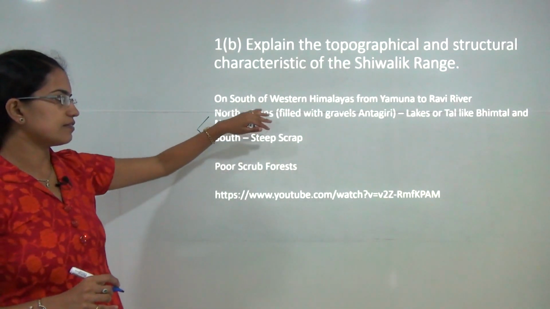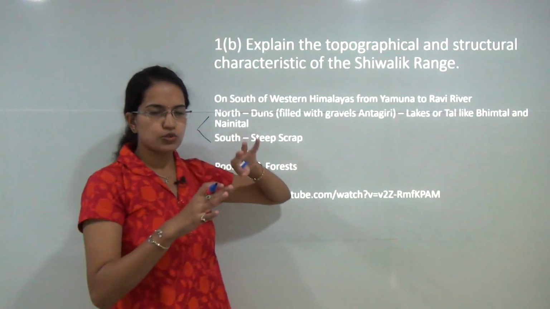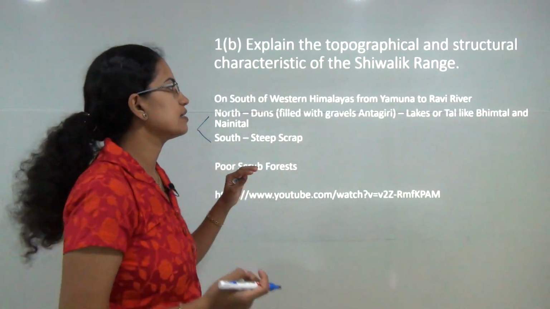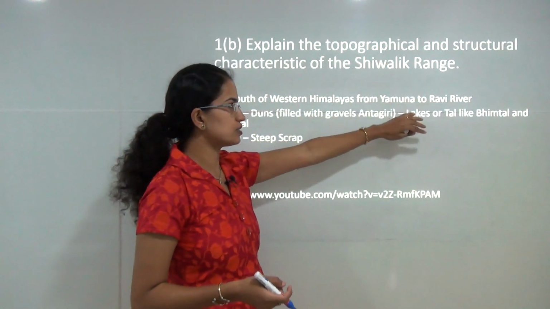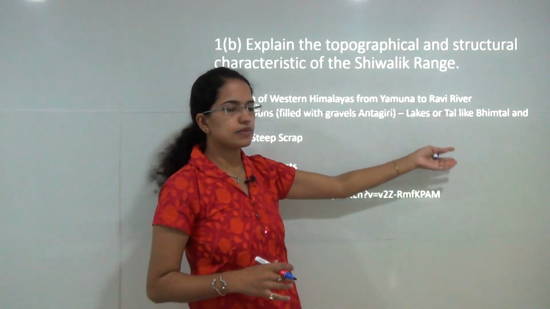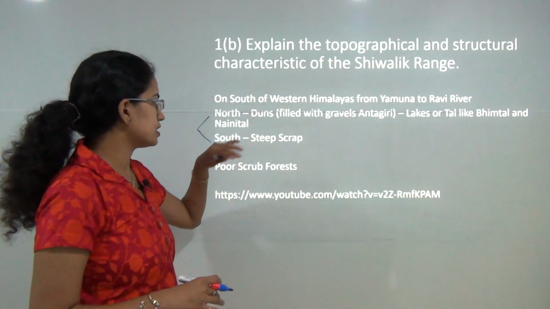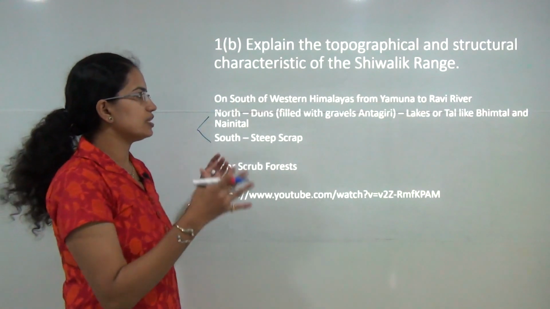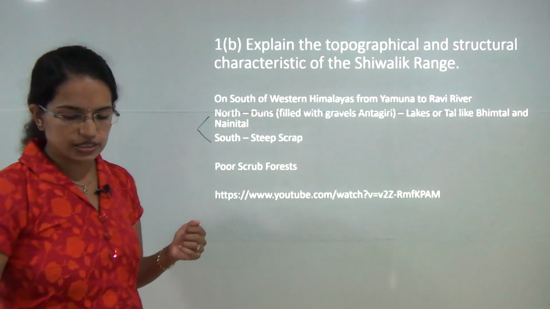The north is mainly filled with dunes. They are mainly dunes filled with gravels, which are known as Antagiri. The whole of the Shivaliks is known as Upgiris. They have formations of lakes and tals, mainly Bhimtal and Nainital lake in the north, and in the south you have steep scrubs. Overall the vegetation is mainly in the form of poor scrub forest.